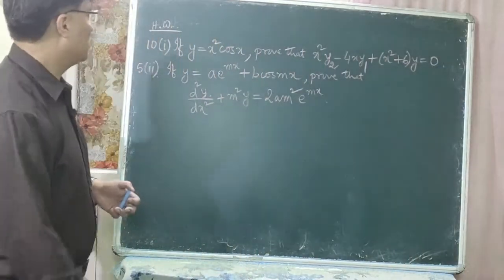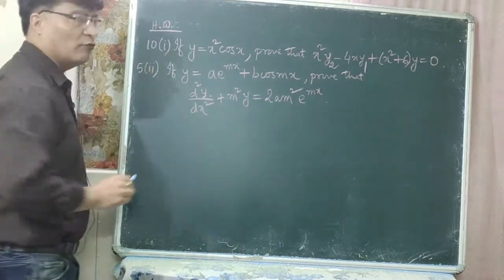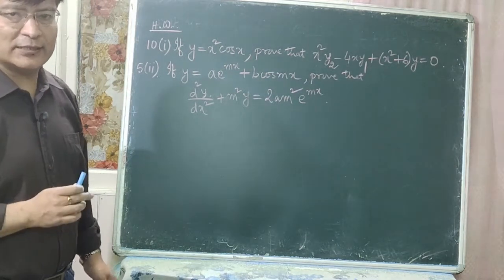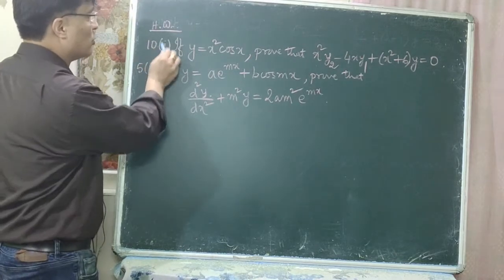So now we'll do the next question, that is 5 number 2. This 10 number 1 is your homework. It is same as problem number 5.1. We just did it, isn't it? That is left hand side is equal to right hand side. So in 10 number 1, this is your homework.